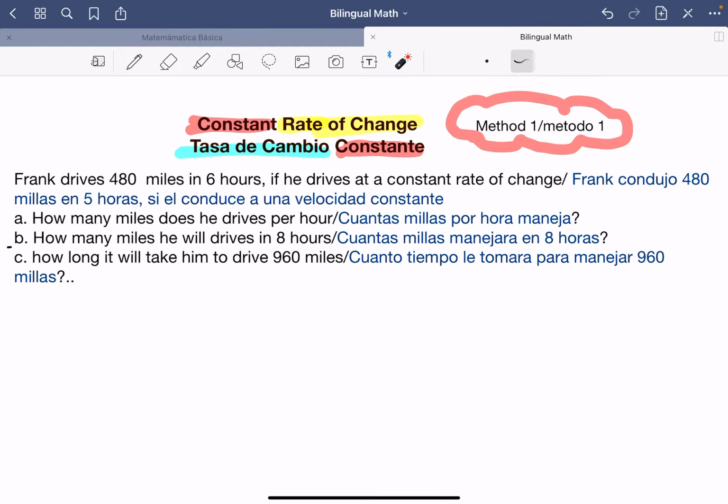My problem says Frank drives 480 miles in 6 hours if he drives at a constant rate of change. Okay, and I need to answer: A, how many miles does he drive per hour? B, how many miles he drives in 8 hours, and C, how long it will take him to drive 960 miles.